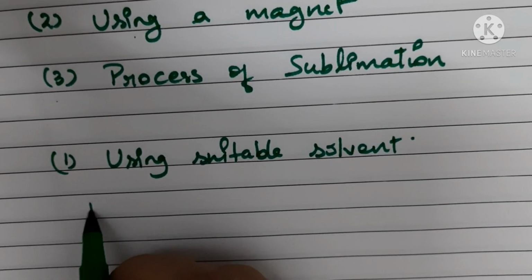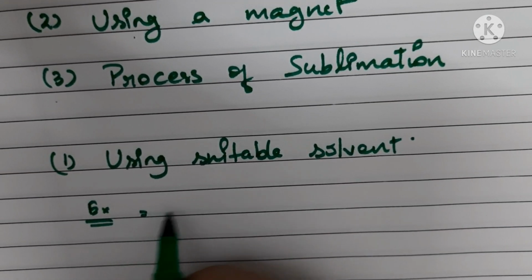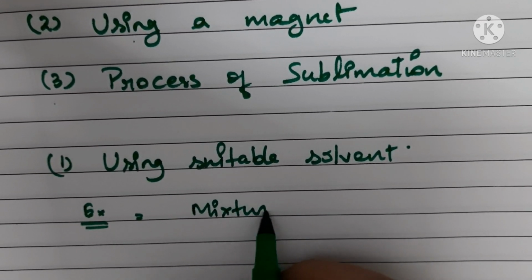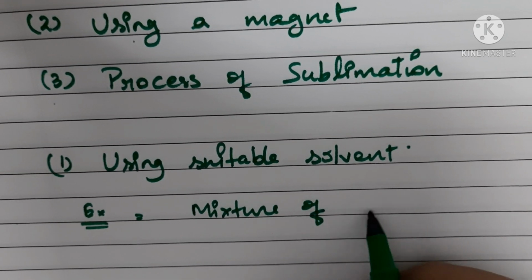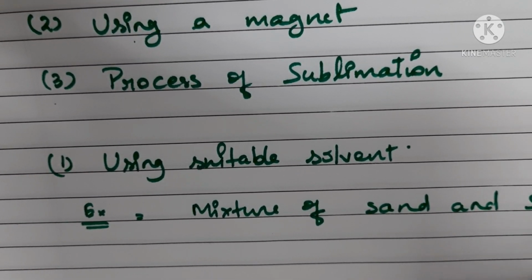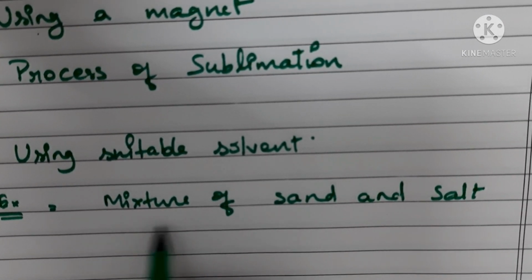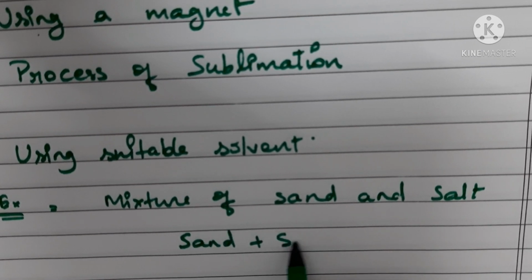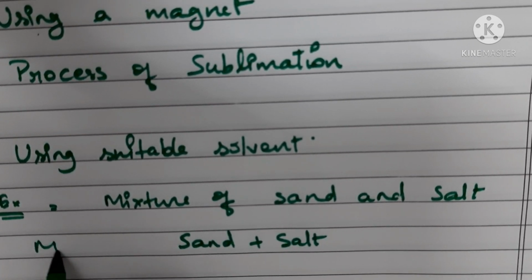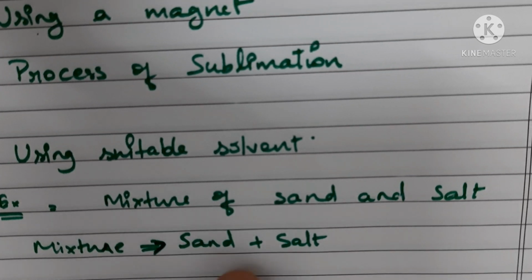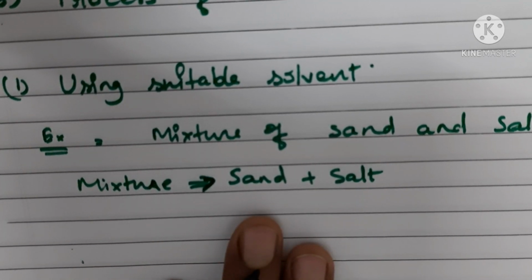We are going to take one example first. What example will we take? We will take an example of a mixture of, say, sand and salt. What is the mixture? Sand plus salt. If the mixture is given to you as sand and salt, and they are to be separated, what will you do in this case? That we are going to find out.